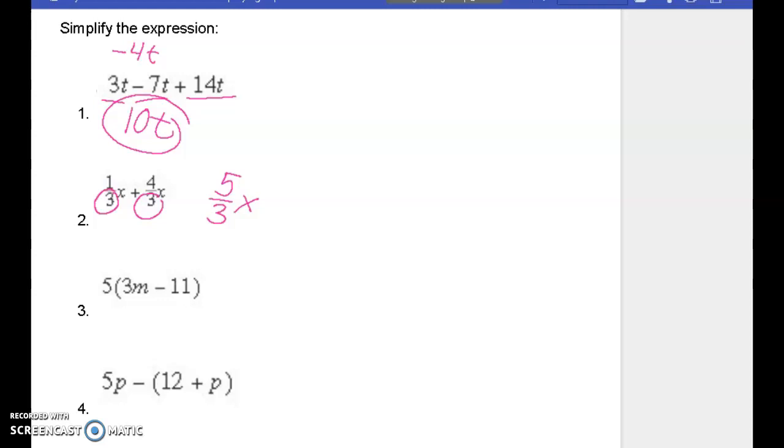Now, I'm going to tell you, most of the time with fractions and variables, when we get to higher level mathematics, they don't want you to change it to a mixed number. They want you to leave it just like that. And in this case, leave it just like that.